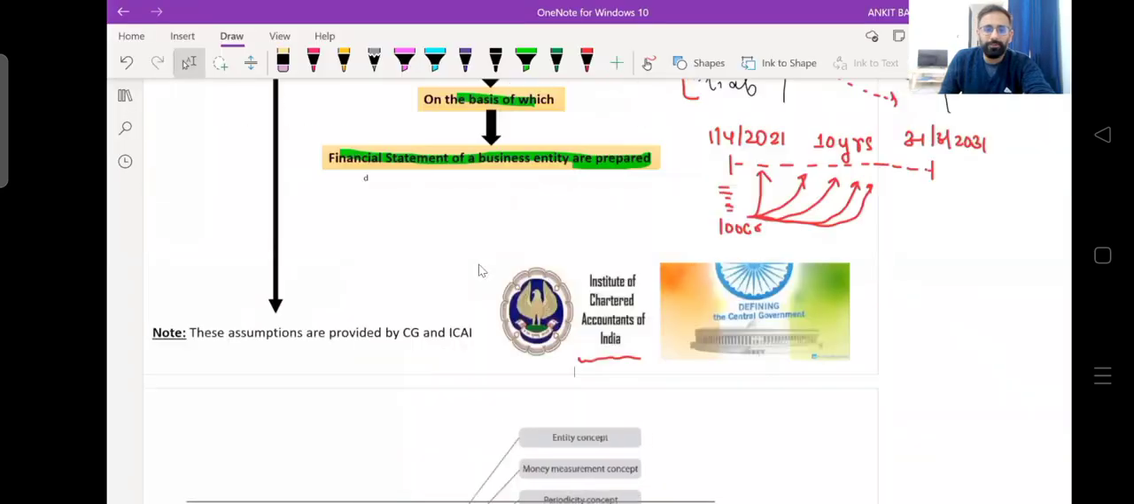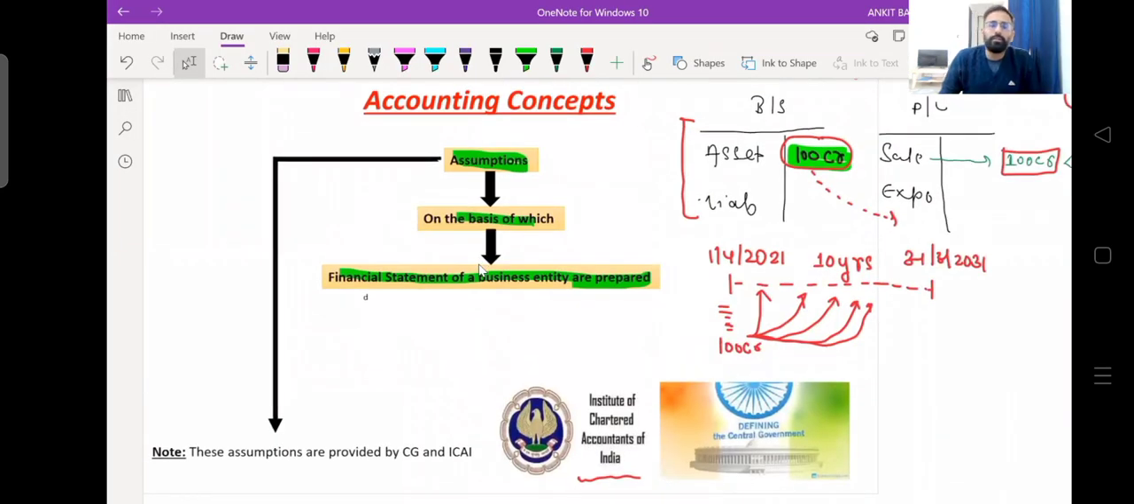Hello everyone. In the previous lecture we discussed accounting concepts, conventions and principles, and we saw the definition of accounting concepts. In today's lecture we will be discussing the types of accounting concepts and conventions. So quickly, I will revise what we covered in the previous lecture.